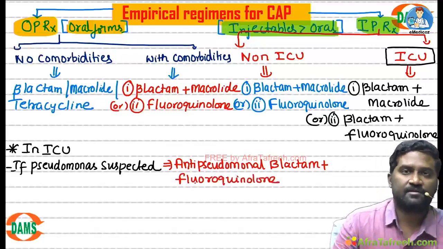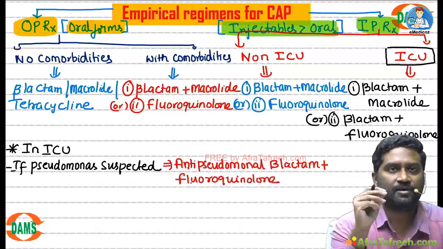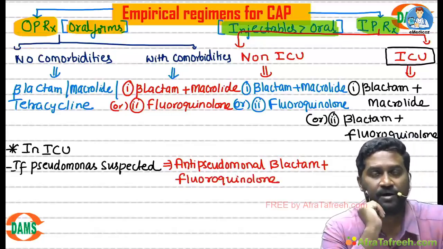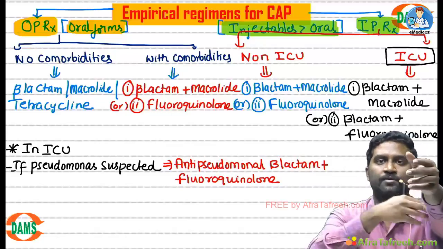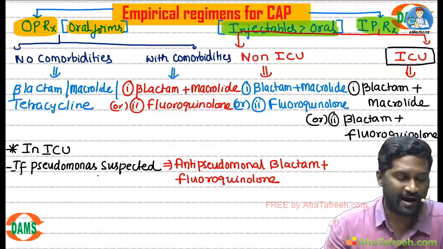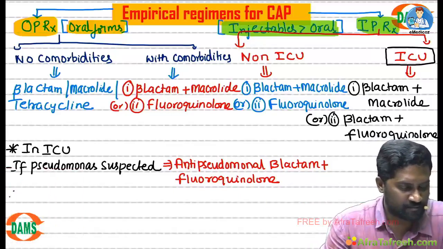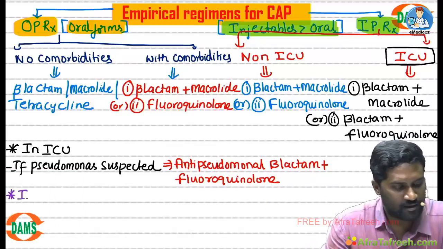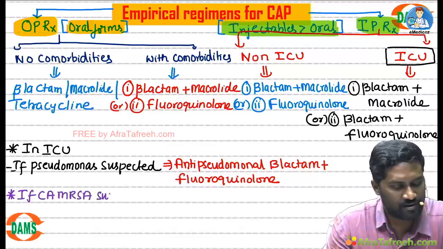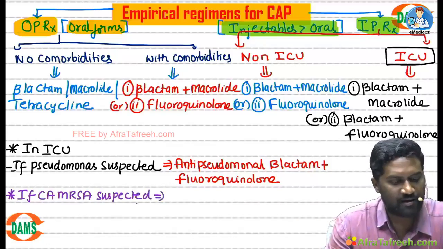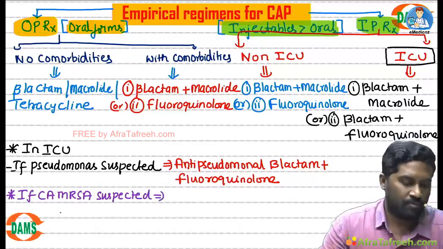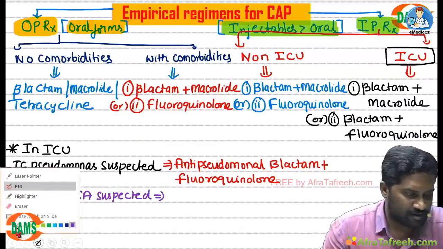Now, this patient is with community acquired pneumonia. He is in ICU, and during your rounds you found out this fellow is a chronic IV drug user. Now, what will you suspect? You will suspect MRSA. If community acquired MRSA is suspected, because this patient has come from the community, what will be the choice of antibiotics?